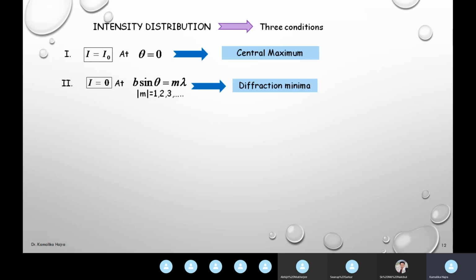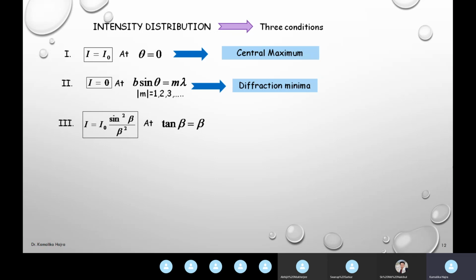The only limiting condition on how many diffraction minima we get is given by the limitation of sine. Sine theta cannot be more than plus or minus 1. So sine theta is equal to m lambda by b, and that ratio lambda by b will decide how many orders of minima we get on either side of the central maximum. And finally, we get I equal to I0 sine square beta by beta square at the positions given by tan beta equal to beta.